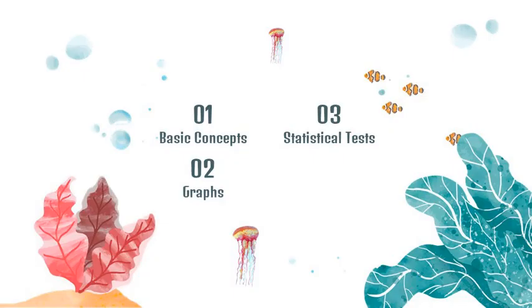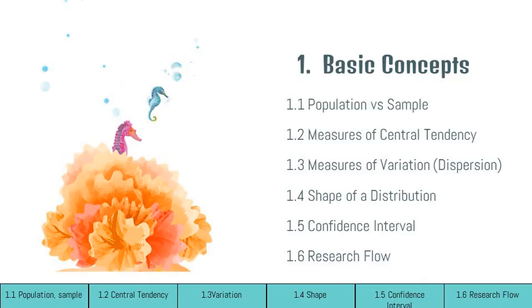This is the table of contents we'll be going through for today. Firstly, the basic statistic concepts, followed by graphs, and lastly statistical tests. The basic concepts that will be covered are the population and sample, then the measures of central tendency, measures of variation dispersion, shape of a distribution, confidence interval and the research flow.